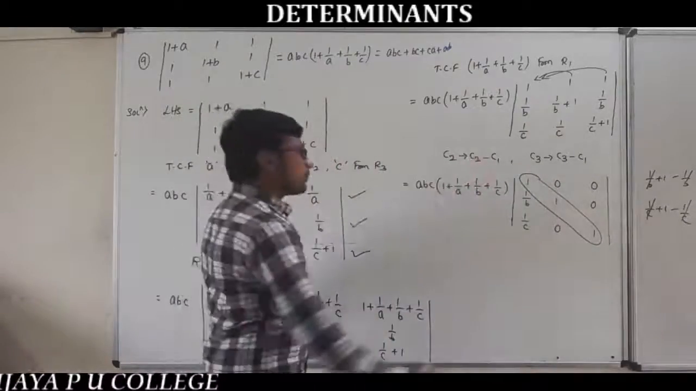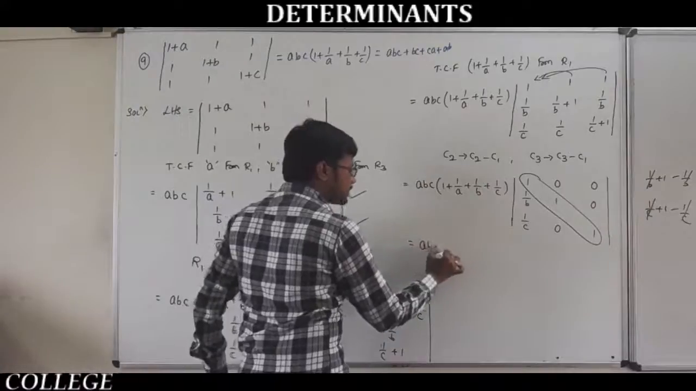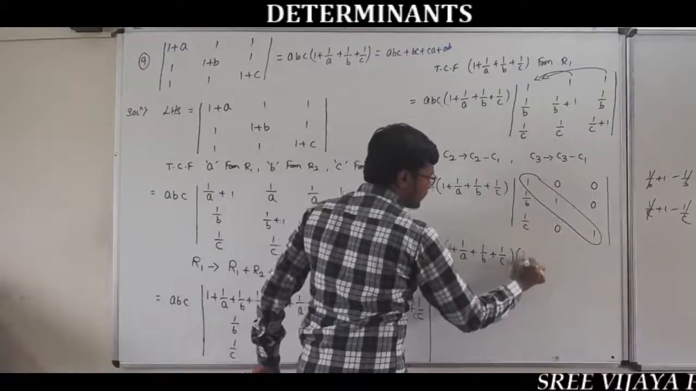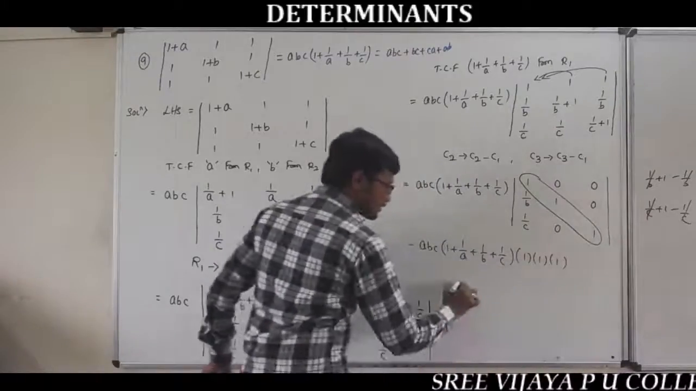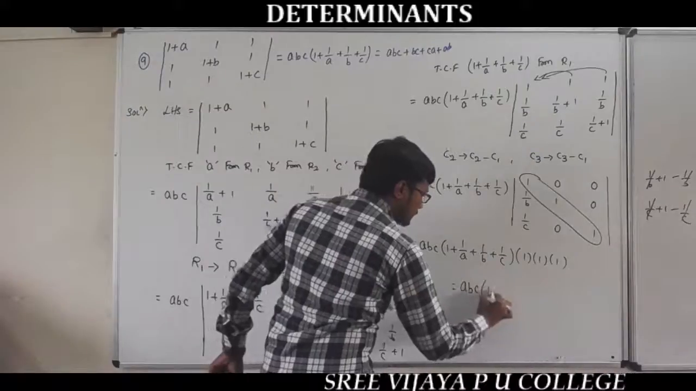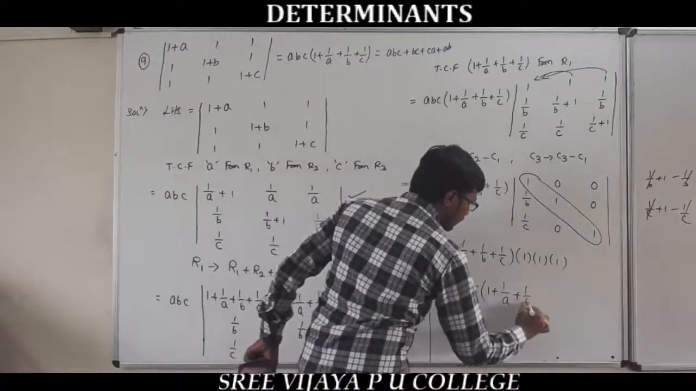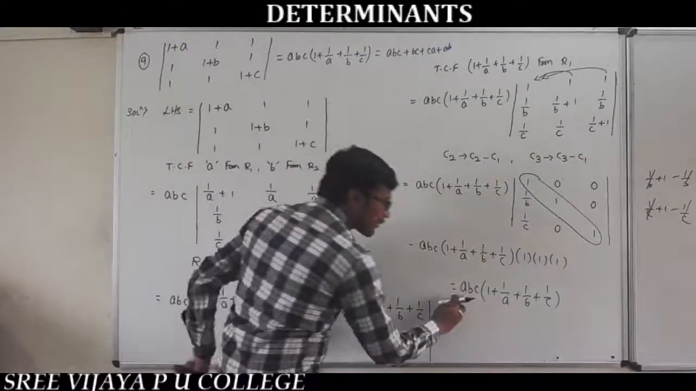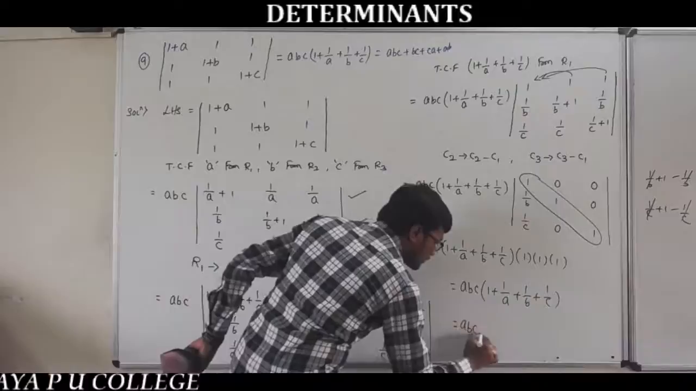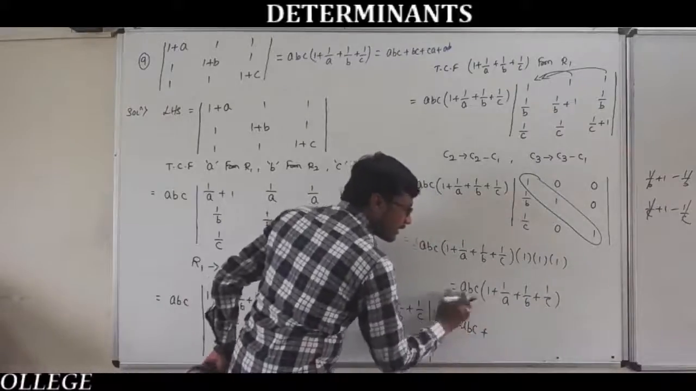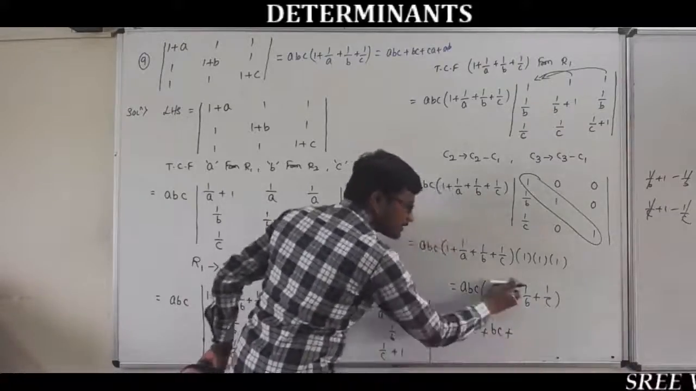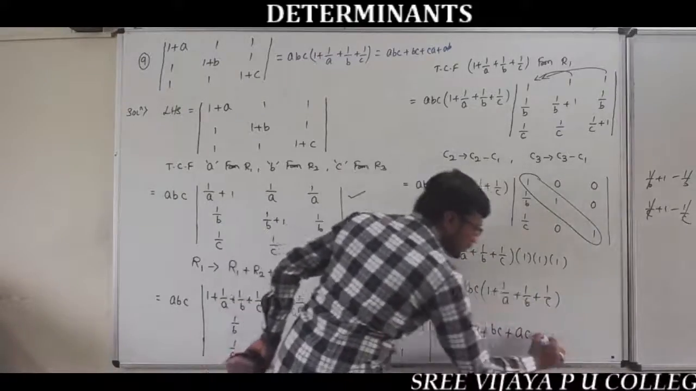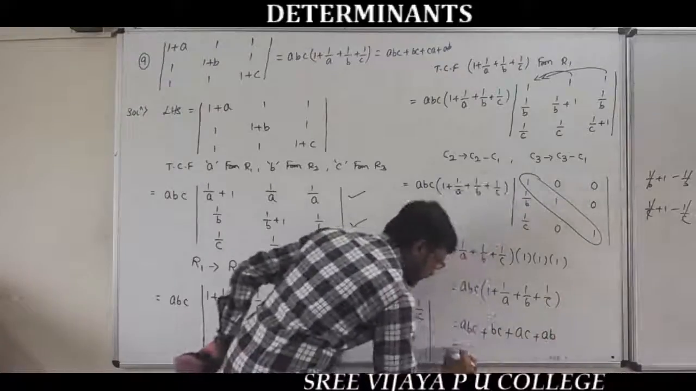So you can multiply the principal diagonal elements. So a, b, c into 1 plus 1 by a plus 1 by b plus 1 by c into 1 into 1. That's 1 into 1 into 1, as it is. So you got this one. For this one, just multiply a, b, c into 1, a, b, c. a, b, c into 1 by a gets cancelled, b, c. a, b, c into 1 by b, b gets cancelled, a, c. a, b, c into 1 by c, c gets cancelled, we will get a, b. So that should be the RHS.